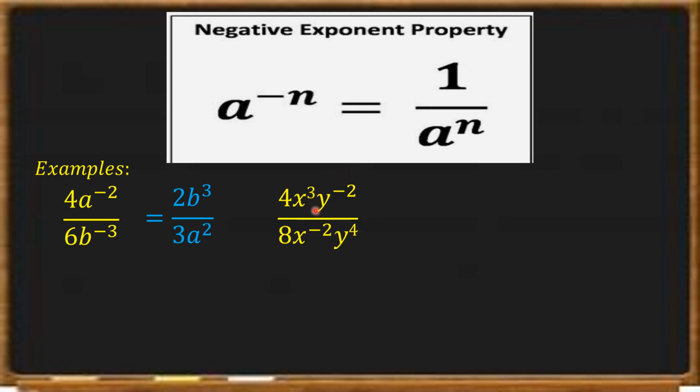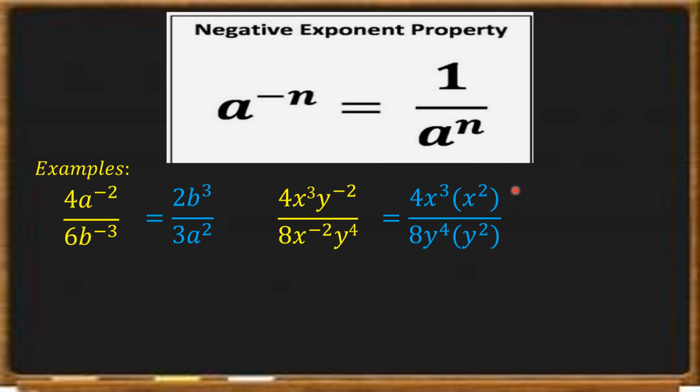Ito lang, yung y raised to negative 2, mapupunta sa denominator, tapos x raised to negative 2 sa baba, mapupunta sa numerator. So, ganito na magiging itsura. Ayun. So, yung x raised to negative 2, naging positive siya dito. Kinopya lang yung 4x cubed. Tapos, yung y raised to negative 2, naging y raised to 2 na, positive na siya dito sa denominator. Tapos, kinopya lang yung 8y to the 4th.